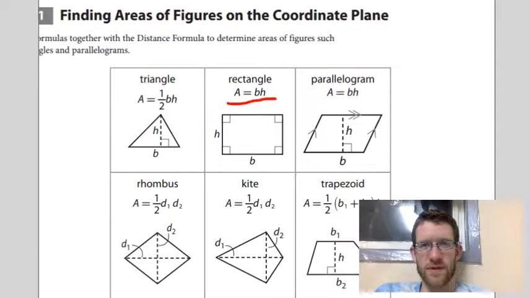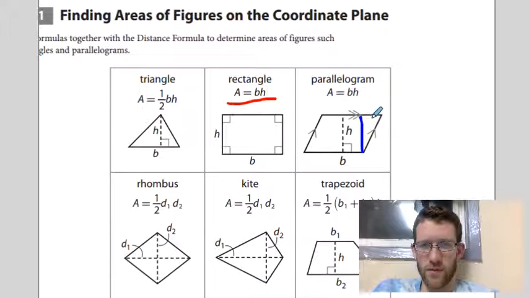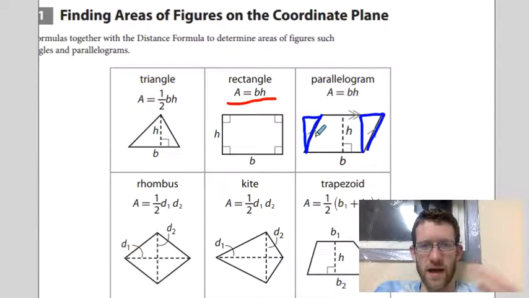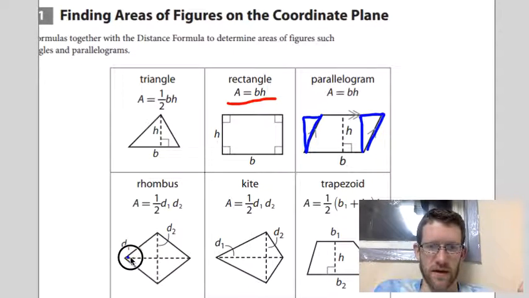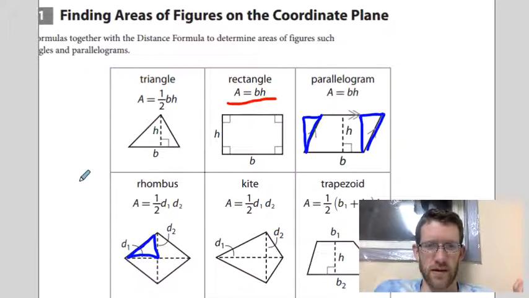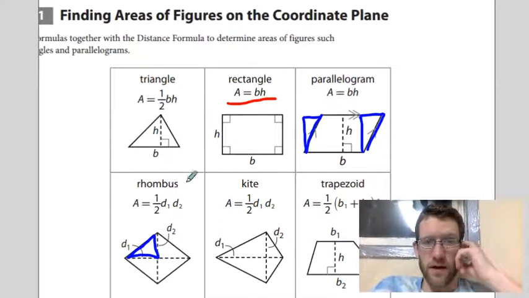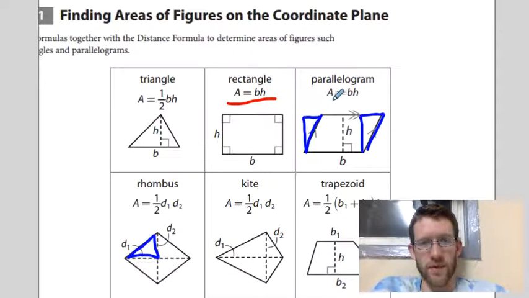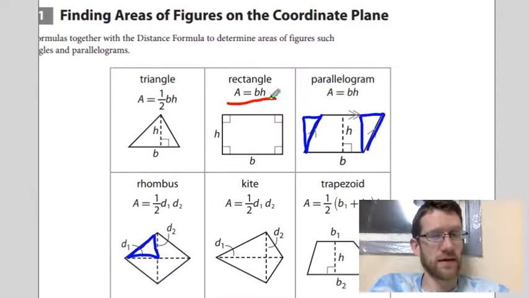The parallelogram is something kind of similar. We can think of this chunk here. If you break off this chunk and place it right here, then again we just have another perfect rectangle, so it's base times height. Rhombus, you can think of these triangles, right? The rhombus is a parallelogram, so you could calculate it using base times height if you're given the base and height.